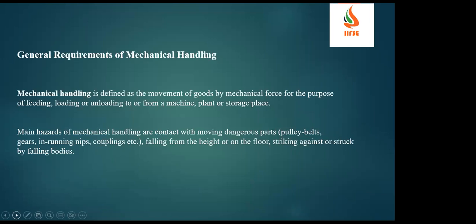If you see the general requirements of material handling, mechanical handling is defined as the movement of goods by mechanical force for the purpose of feeding, loading, unloading to or from a machine or a plant or a storage place. It means handling by mechanical force. Here we are not using any human effort. It is done by mechanical force to shift a material from a plant or a storage location or a process area, which means shifting of material from one location to another location. In this also, many hazards will be there while handling materials with machines.